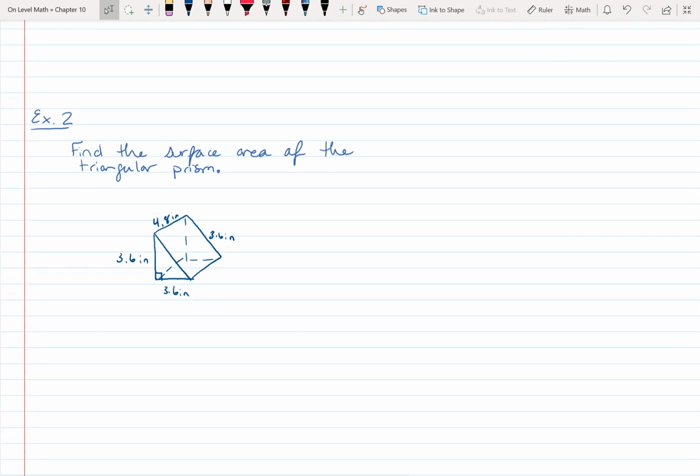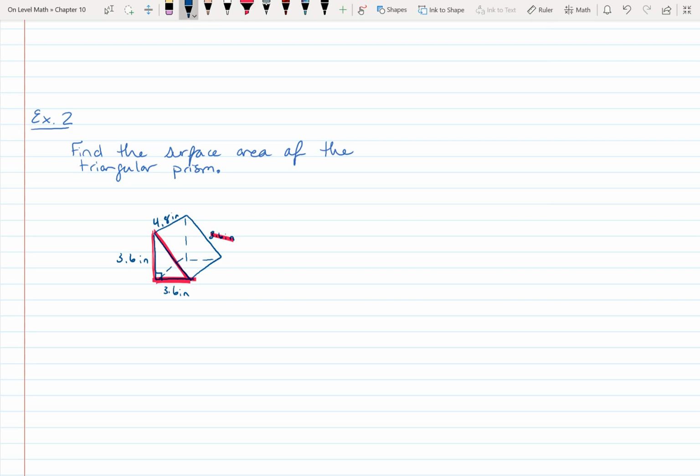Alrighty, it's an equilateral. Again, we're only working with that today, but let's talk about why. So this side, it says 3.6. Now this side isn't labeled directly right there, but if you look to the back, it's also 3.6.